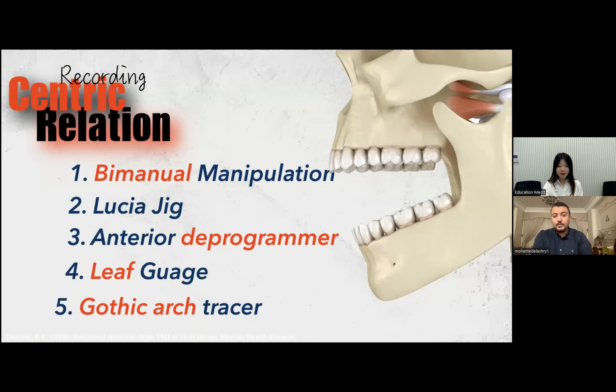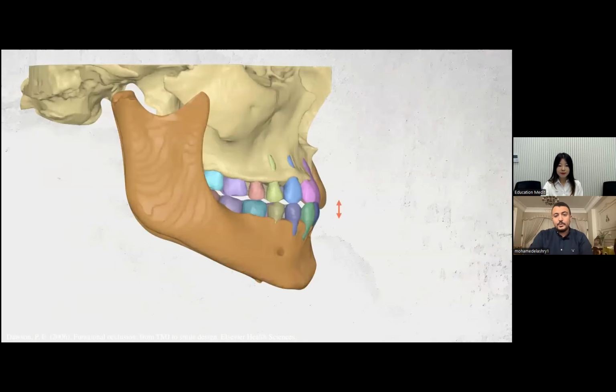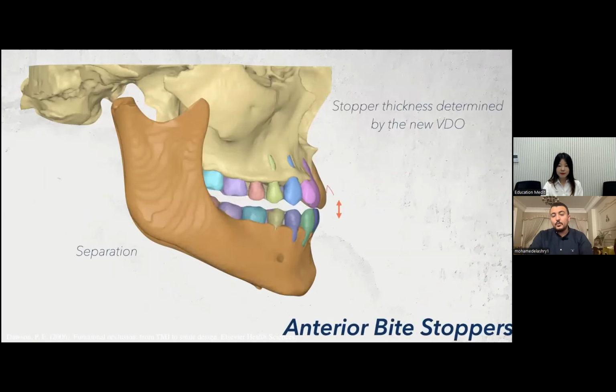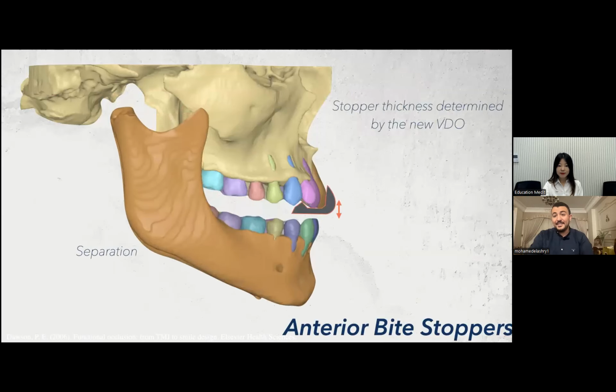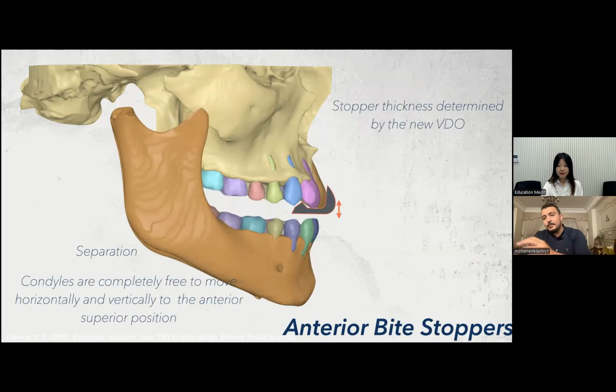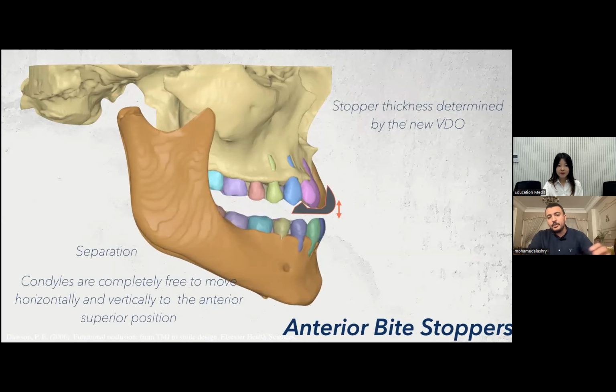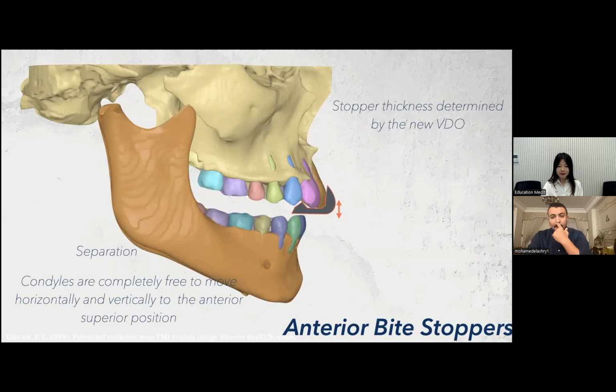And finally, the Gothic arch tracers that I discussed in the implant cases in my webinar, how to fabricate a very, very simple Gothic arch tracer with Medit design software. The main idea is to separate the anterior teeth with the level of the vertical dimension needed. Then you can deprogram the mandible into the anterior superior position by manual manipulation.